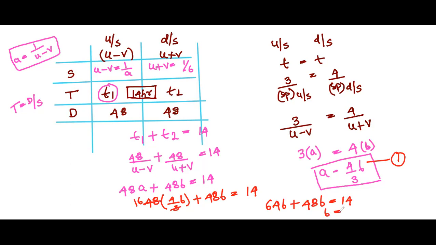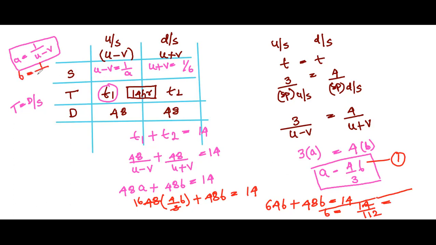Then what is b here? So what is 64 plus 48? 64 plus 48 will be 112. So you will get 14 divided by 112. So what is b here?